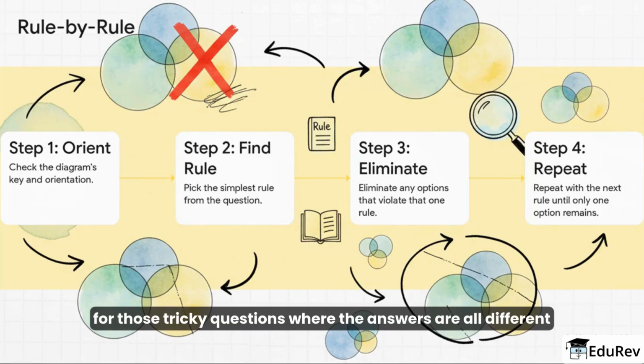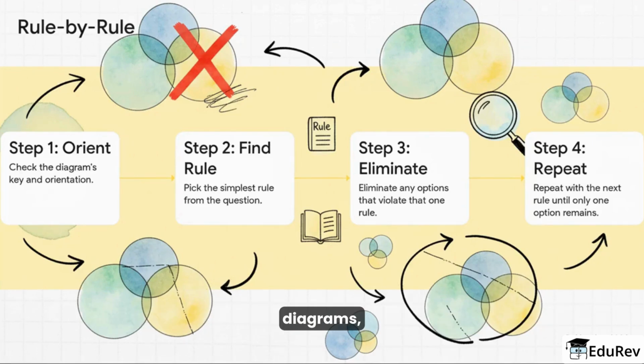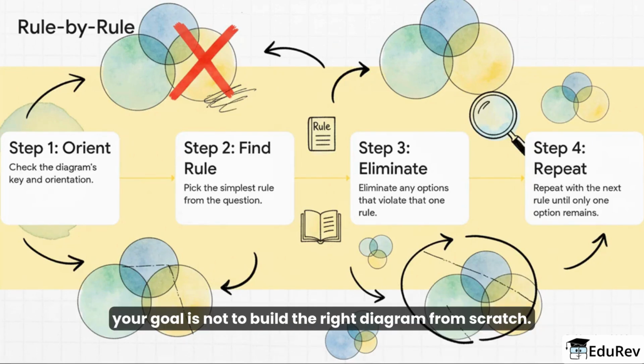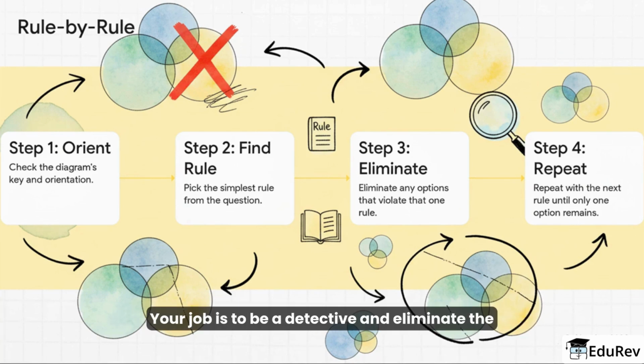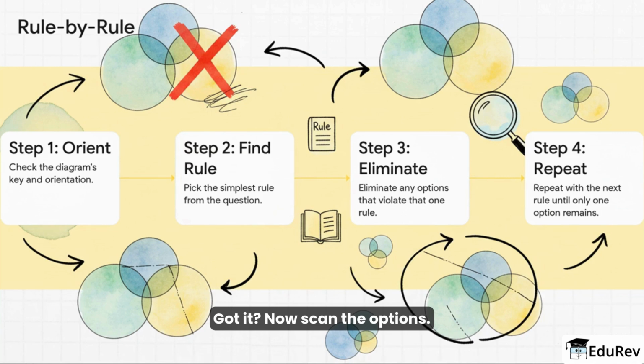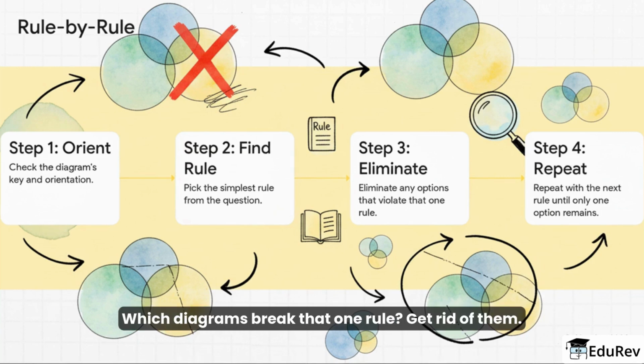Now, for those tricky questions where the answers are all different diagrams, your goal is not to build the right diagram from scratch. No way! Your job is to be a detective and eliminate the fakes. Pick the simplest rule in the question. Got it? Now scan the options. Which diagrams break that one rule? Get rid of them. Then just repeat with the next simplest rule. It's the fastest way to find the last one standing.